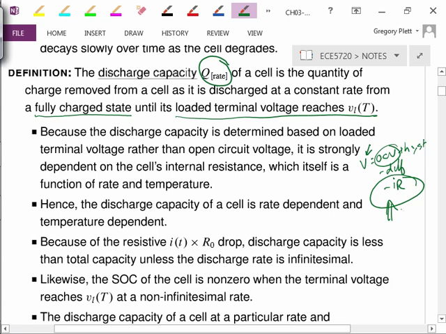So the discharge capacity of a cell is how much charge I can get out at a specific rate before I hit a voltage limit. It's not the total amount. The SOC is not 0 at the end of this test. The state of charge is still above 0. So that's why these are different ways of thinking about capacity. Because the discharge capacity is determined based on loaded terminal voltage instead of open circuit voltage, it strongly depends on the cell's internal resistance, R_0. The resistance is itself a function of rate and a function of temperature, and so this whole discharge capacity is a function of rate and temperature.